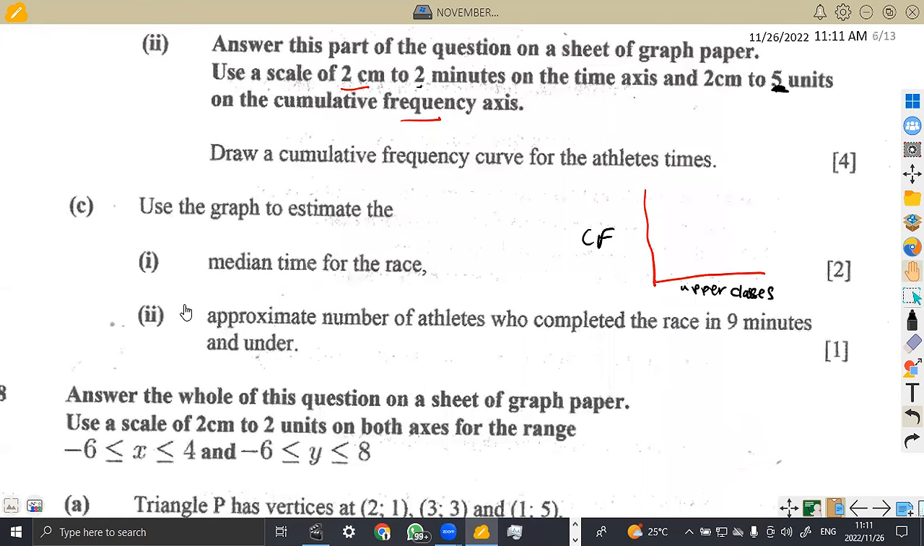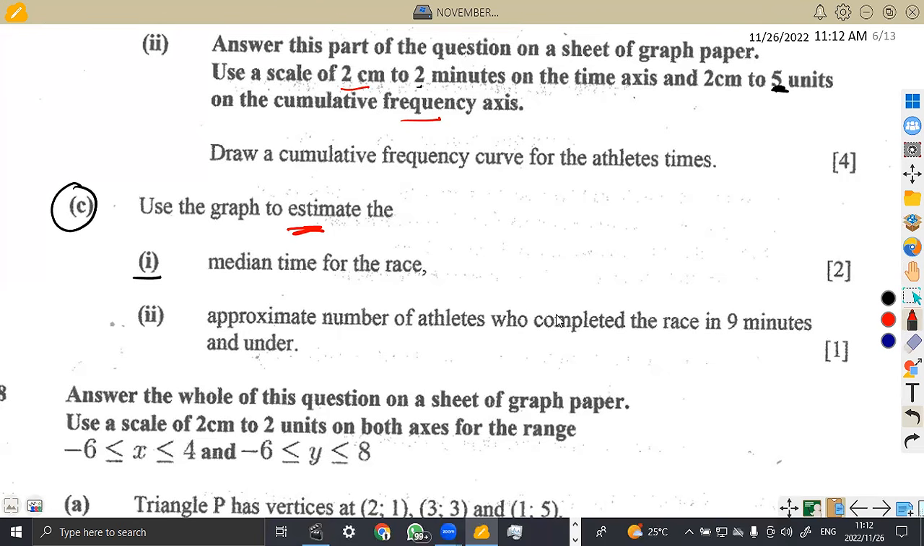Then you move on to the other part. Use the graph now. Everything is now taken from the graph. Whatever you're going to do is supposed to be taken from the graph. That is item C 1, to find or to estimate. This one is an estimation, not an accurate value that you're going to have. You can have an accurate value, which would be nicer, but mostly you just have to estimate. So we are supposed to estimate the median time. Remember that the median is half of the distribution.